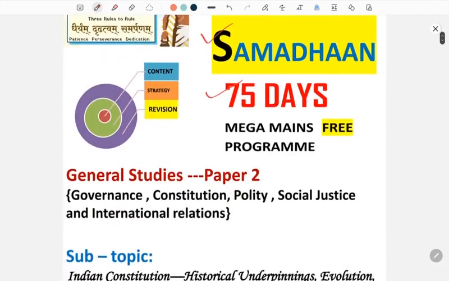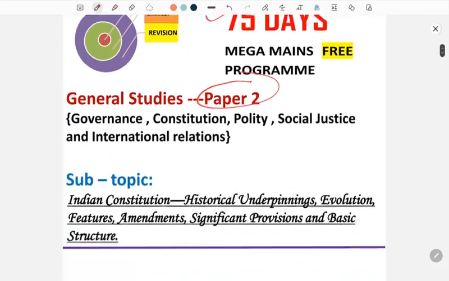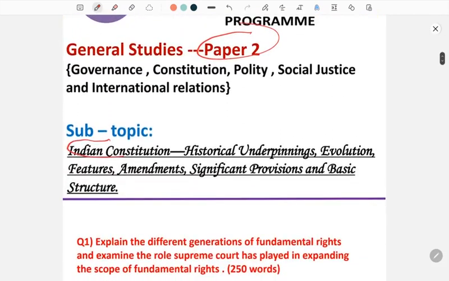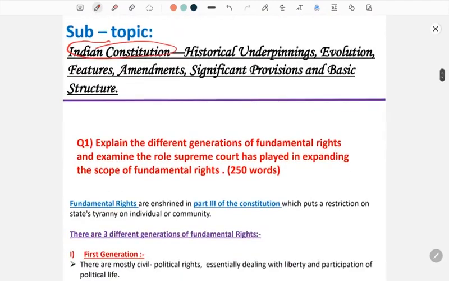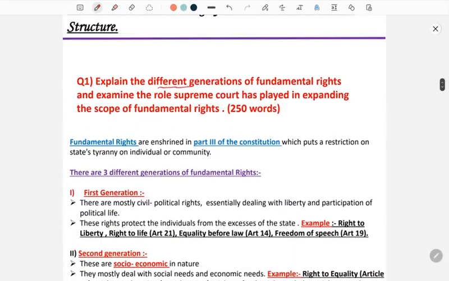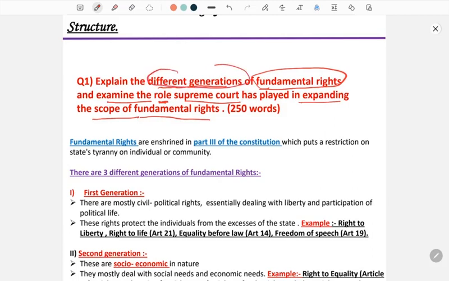So today we'll be covering a GS-2 topic and the subtopic is Indian Constitution. So the question is, explain the different generations of fundamental rights and examine the role Supreme Court has played in expanding the scope of fundamental rights. So here one question is, we have to give the 4 generations: first generation, second generation, third and fourth generation with examples of fundamental rights.